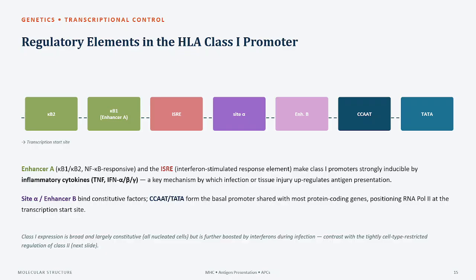And so, in general, what you see is that the enhancer A and the interferon stimulated response element make the HLA class 1 promoter strongly inducible by the inflammatory cytokines. And this serves as a key mechanism by which the infection or the tissue injury upregulates antigen presentation, alerting the killer T cells to the danger site.